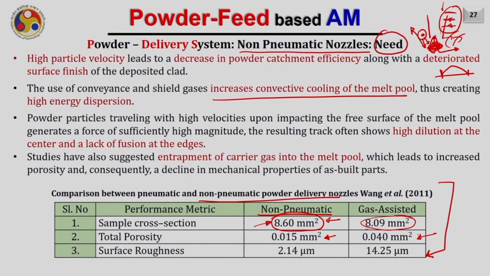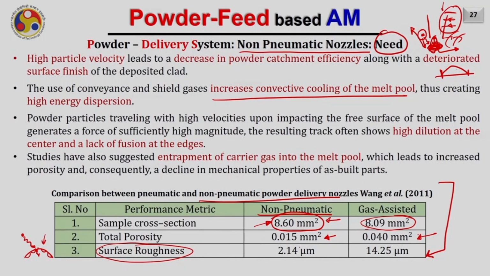Also, a significant improvement was found in the surface roughness. Why? Because I have already explained that the powder particles are not coming with a very high velocity in the case of non-pneumatic systems. As a result, they do not enter the molten pool with a high impact and do not leave any impression behind, which is nothing but decreasing the surface finish of the deposited track.